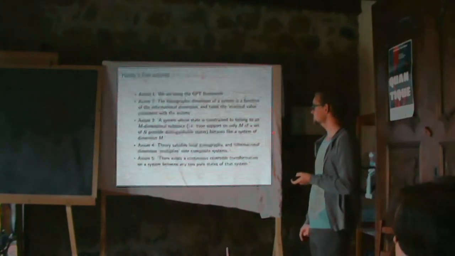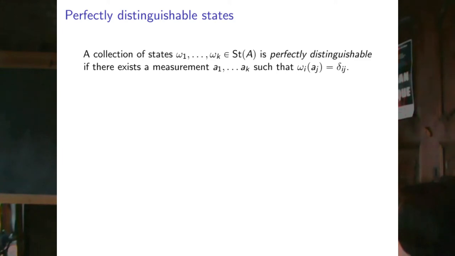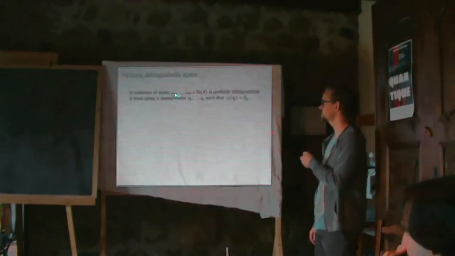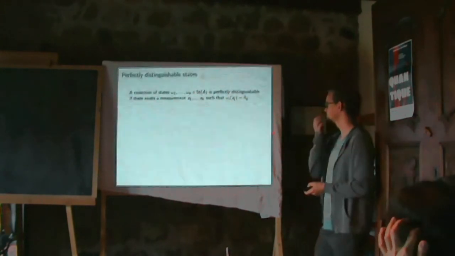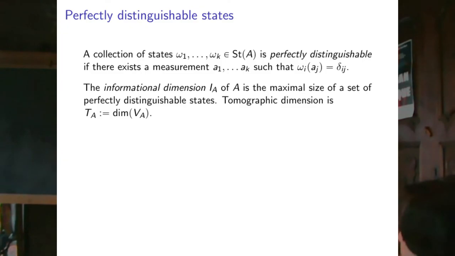Right, so first, I want to go towards informational dimension, what that means. If we have a collection of states, we call these perfectly distinguishable if there exists a single measurement that perfectly distinguishes them, so that each of these measurement outcomes points towards which of these states it is. If you know that your system is in one of these states, you can do this measurement and then you perfectly know in which state the thing is. We define the informational dimension to be the maximal size of such a set of perfectly distinguishable states.